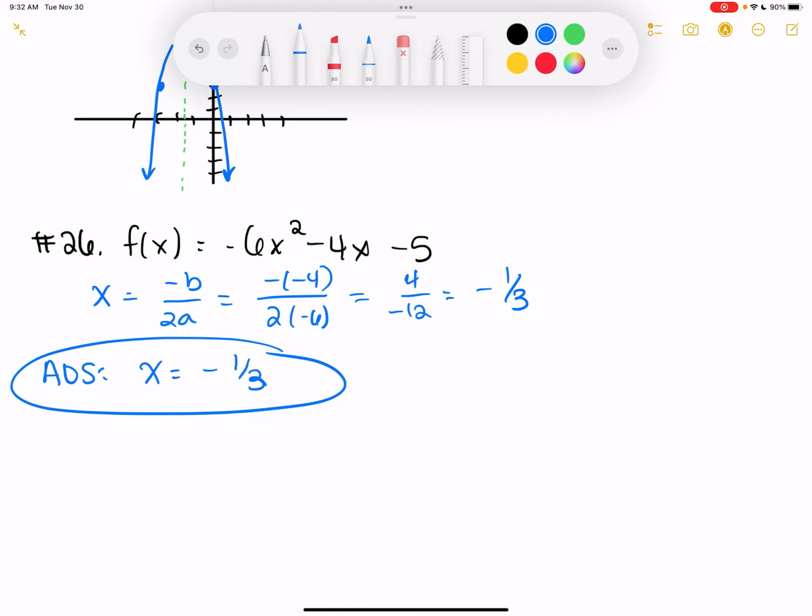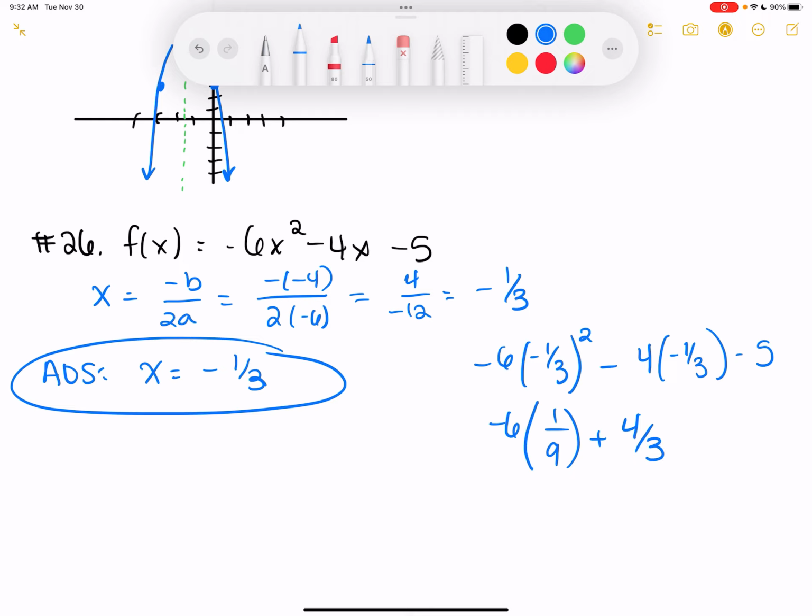I'm going to plug in negative 1/3 for x in this original to get my y. So negative 6 times negative 1/3 squared minus 4 times negative 1/3 minus 5. So then I have negative 6 times negative 1/3 squared is going to be 1/9. Negative 4 times negative 1/3 is plus 4/3. And then minus 5.